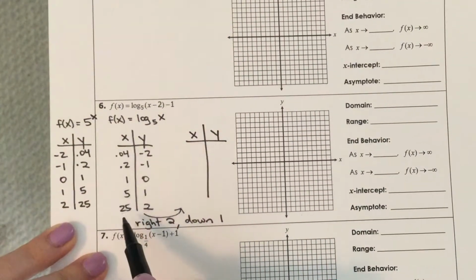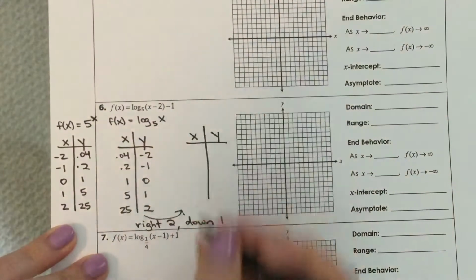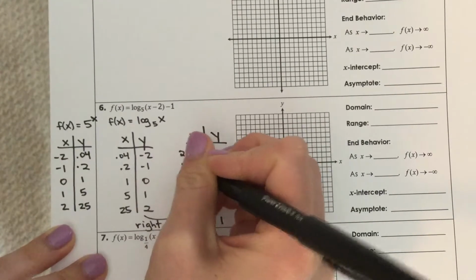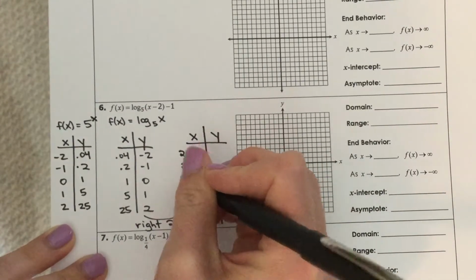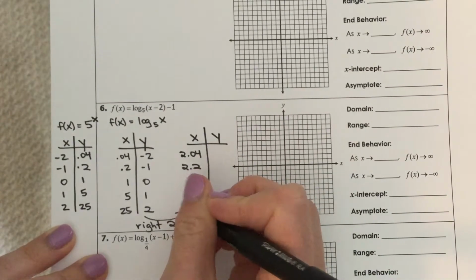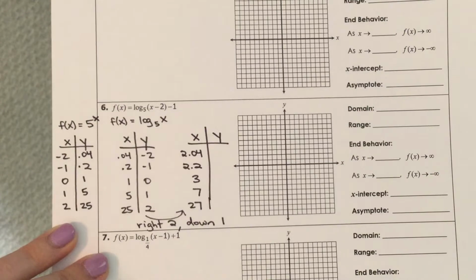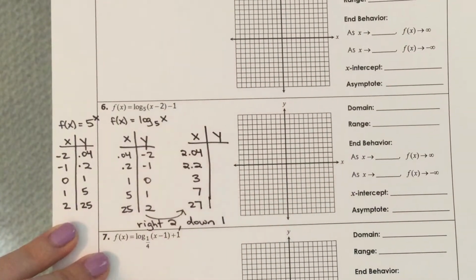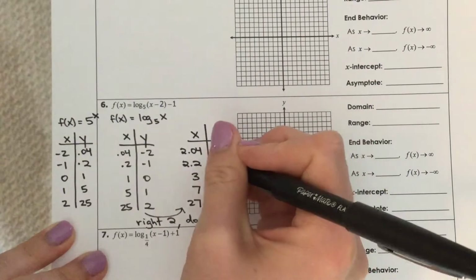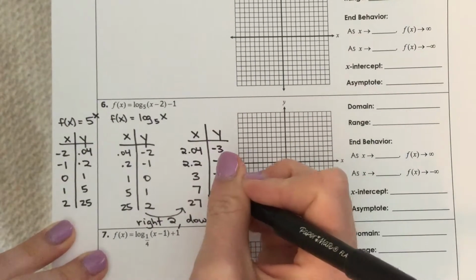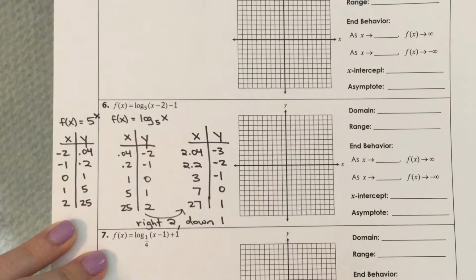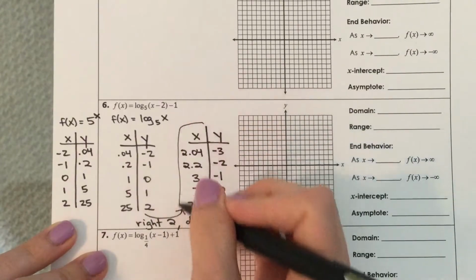Okay, so we'll set up one final table where we make those transformations. Moving everything to the right 2 units means that I add 2 to the x values. So 2.04, 2.2, 1 plus 2 is 3, 5 plus 2 is 7, and 25 plus 2 is 27. So those are my new x values. My y values move down 1, which means I subtract 1 from them. So this would be negative 3, negative 2, negative 1, 0, and 1. So I take these y values and subtract 1 from all of them.